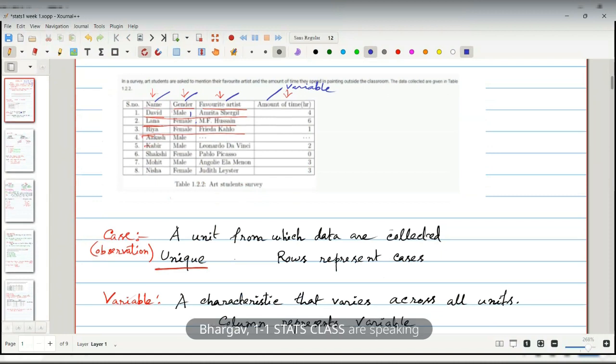Gender would be a variable, okay? Columns represent the variables. So name, gender, favorite artist, amount of time, all these are variables, because these vary along the columns, right? And case is a unit which is unique. Now let's say these names: David, Lana, Ria, Akash, Kabir, Sakshi, Mohit, Nisha. These all are cases. Nisha is a case, Mohit is a case, Sakshi is a case, Kabir is a case, right? Because these names are unique here, right?